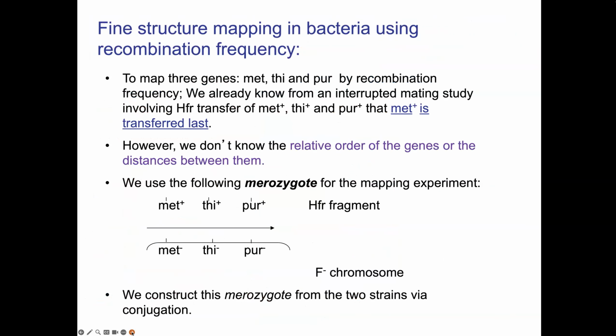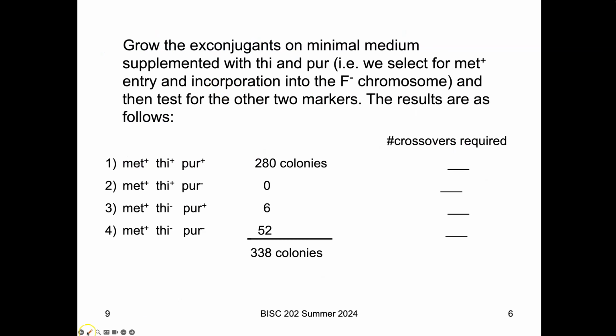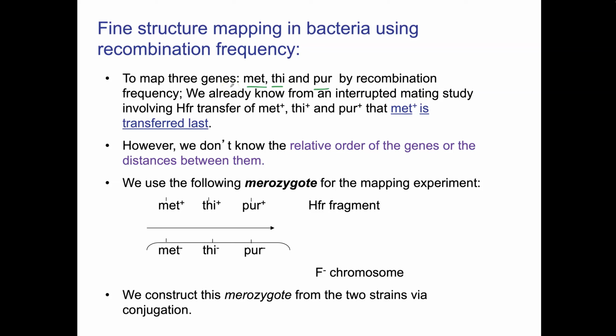Okay, so let's just do a practice question. We're going to map 3 genes: methionine, thymine, which is a B vitamin, and purine, which is the precursor of nucleotides. Basically, we've already done an interrupted mating study, and we know the genes are not too far apart, but we also know that methionine is the one that's transferred last in that interrupted mating study. But we're not sure if purine or thymine is in the middle of the 3 of them.